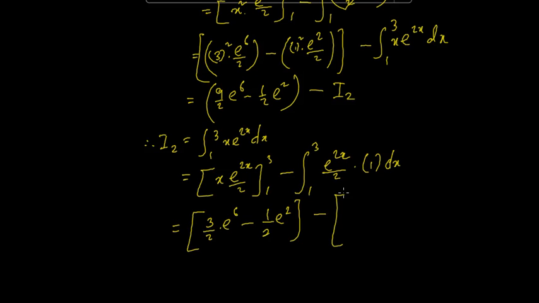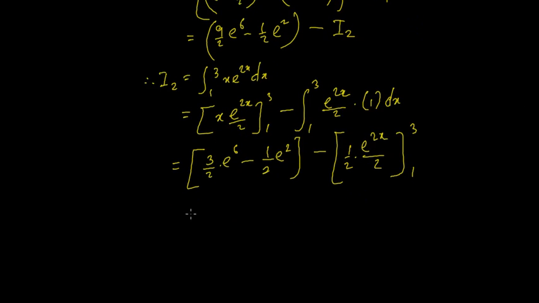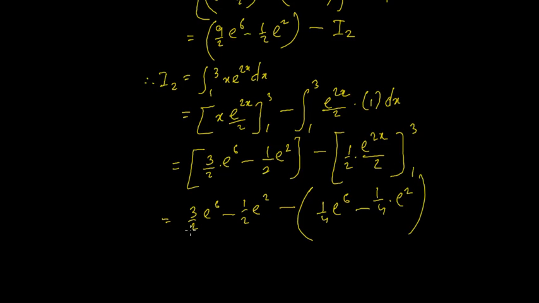The integration of e to the power 2x is going to be e to the power 2x by 2, and there is a 2 here. I am going to put it here as half, and the limit is 1 to 3. So this is 3 by 2 e to the power 6 minus 1 by 2 e to the power 2, minus, if I put 3 here, 2 to the 4, so 1 by 4 e to the power 2 times 3 is 6, minus 1 by 4 e to the power 2 times 1, which is 2.